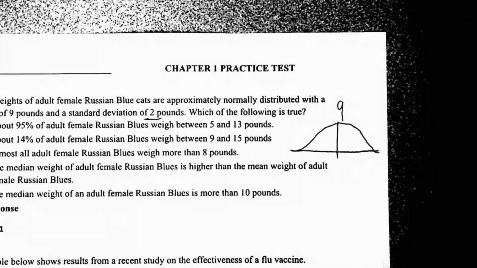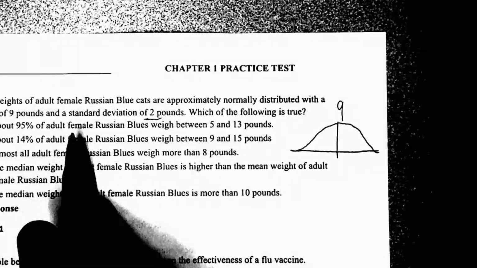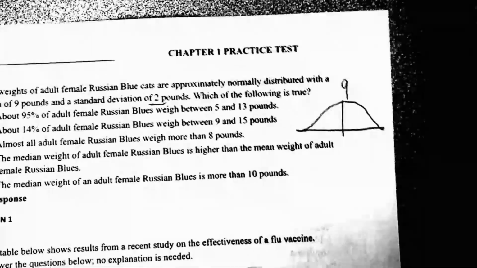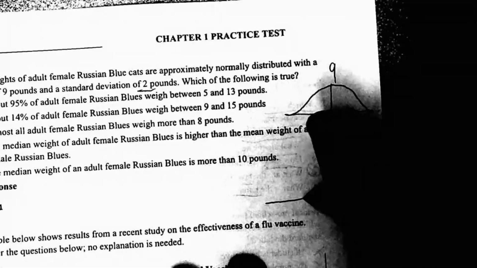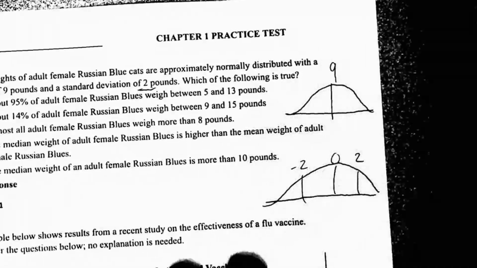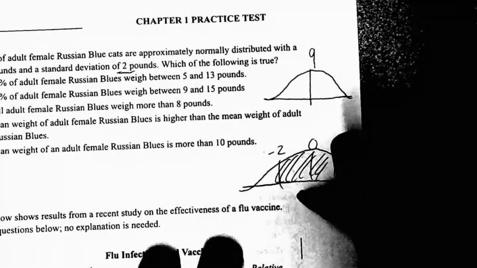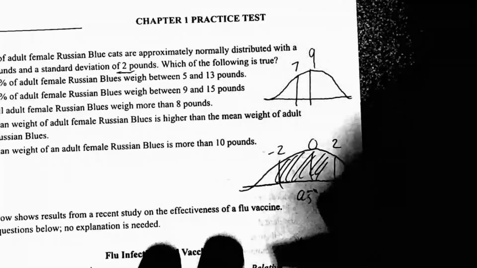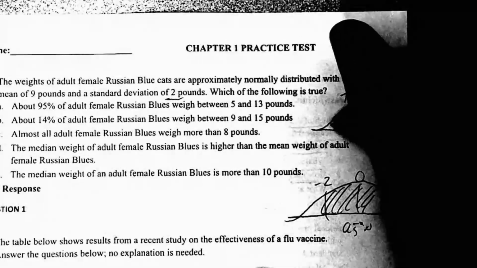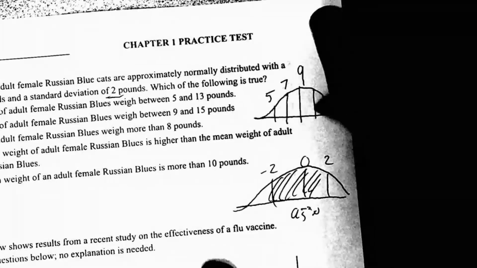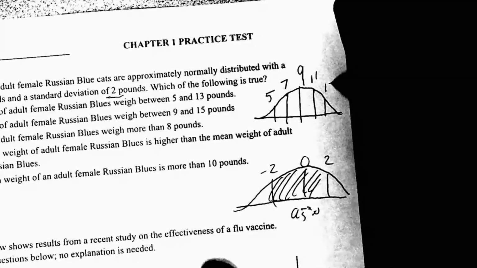So about 95% of adult female Russian blues weigh between 5 and 13 pounds. Well, we remember from the 68, 95, 99.7 rule that 95% are within 2 standard deviations from the mean. Like this section here, this is 95%. So on this one, 7 is 1 standard deviation below because the standard deviation is 2. 5 is 2 standard deviations below. And 11 is going to be here, and 13 is going to be here. I'm just adding 2 each time because the standard deviation is 2.